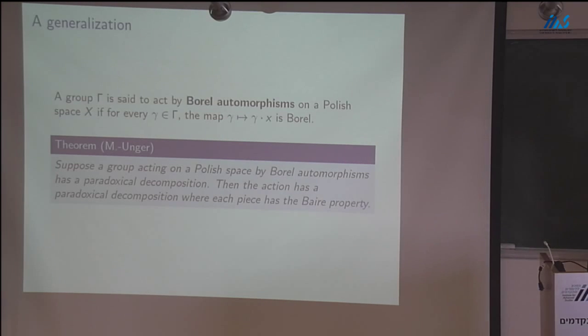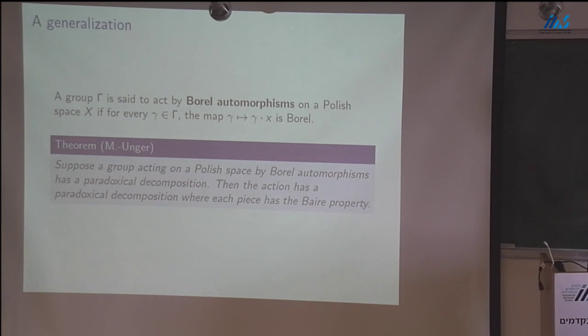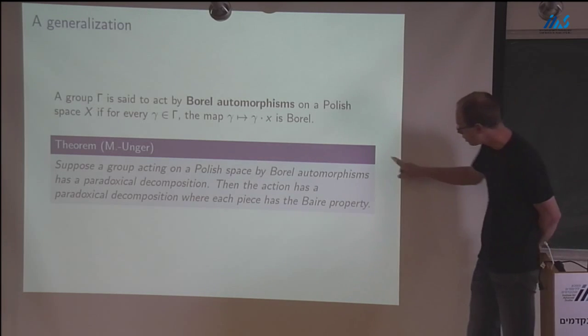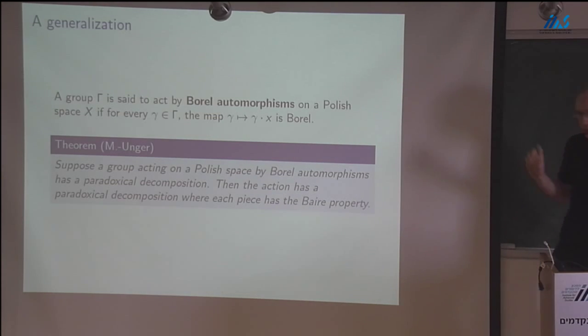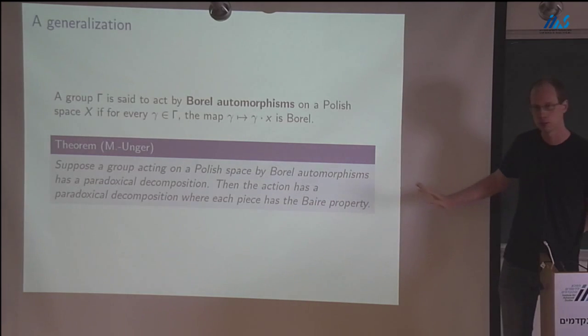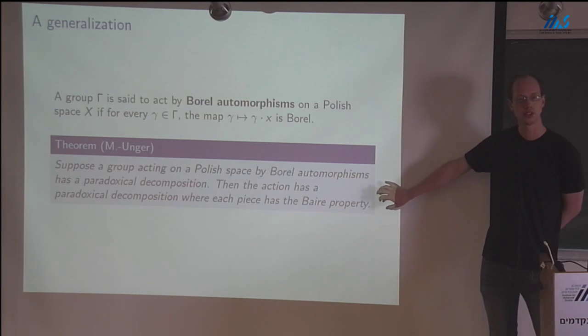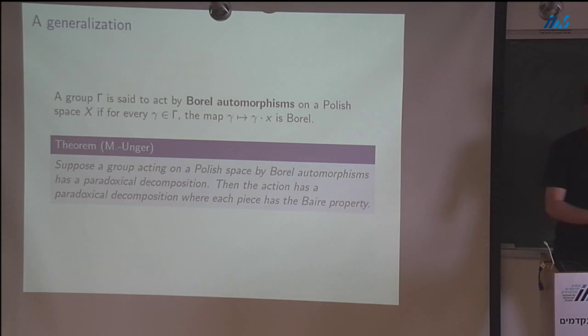So here's our theorem. Suppose a group acting on a Polish space by Borel automorphisms has a paradoxical decomposition. Then you automatically get one where each piece has the Baire property. Okay. So this is a very general form of Dougherty and Foreman's original theorem. We don't need to assume the group acting is F2. We don't need to assume the action is by homeomorphisms. We don't need to assume the action is free, nothing. Just if there is any paradoxical decomposition and the action is at all definable, then you automatically get a paradoxical decomposition where the pieces have the Baire property.